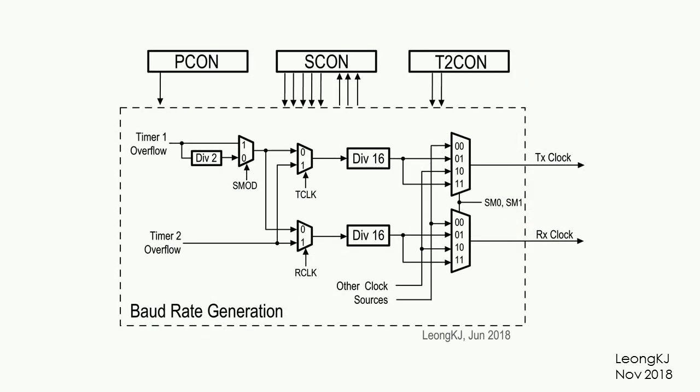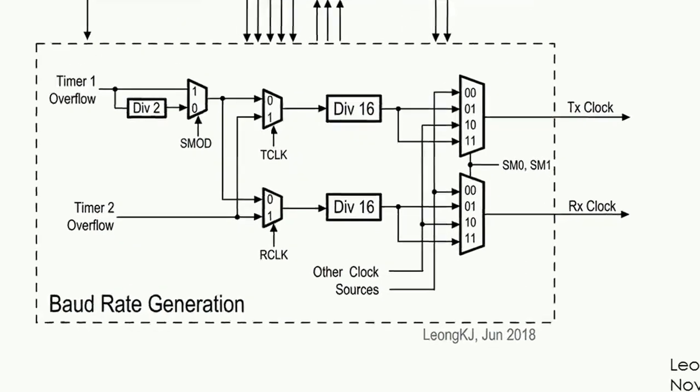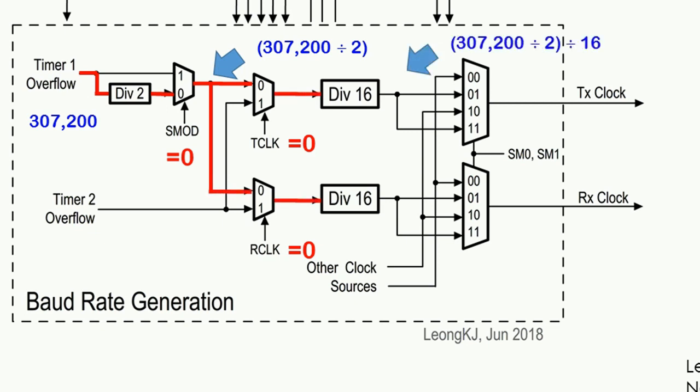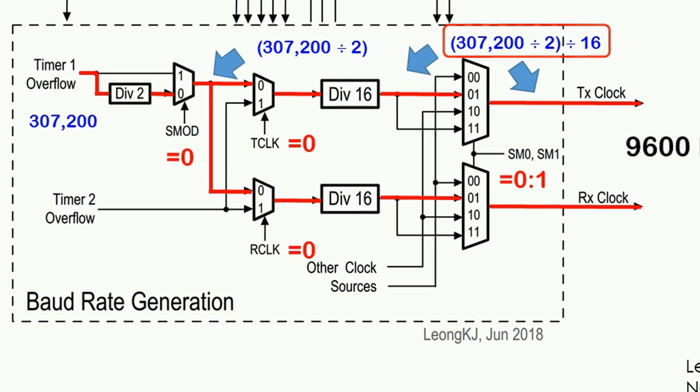Let's look at the baud rate generation circuit again. The timer overflow rate is 307,200. If S mode is set to 0, the clock at this point is 307,200 divided by 2. This is the clock path if T clock and R clock are both set to 0. The clock at this point is further divided by 16. With SM0 and SM1 set to 0 and 1, the clock at this point will be 307,200 divided by 32. That gives a baud rate of 9,600 bits per second.